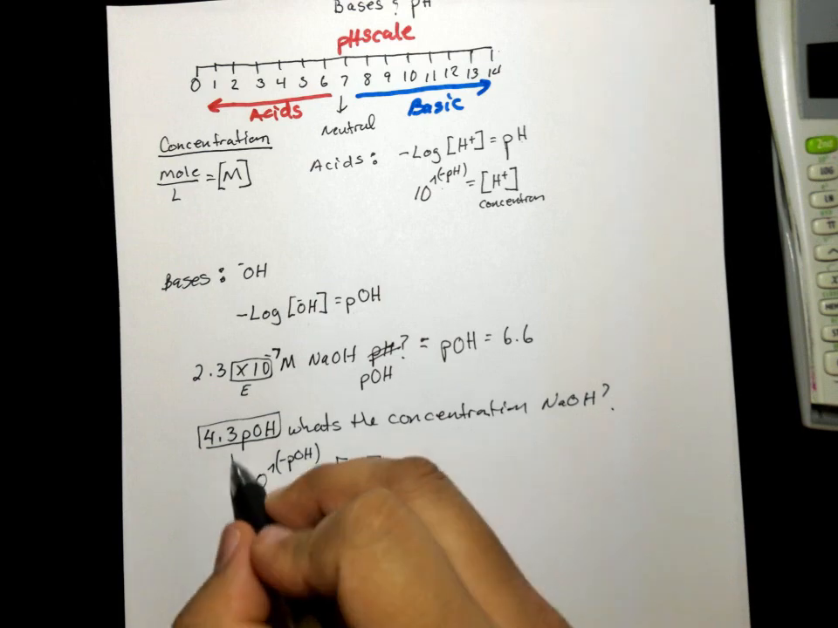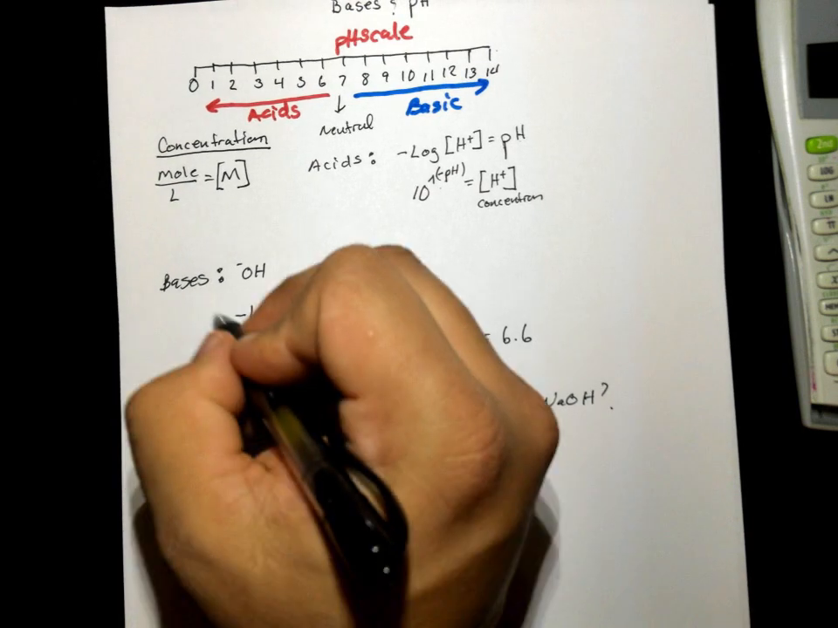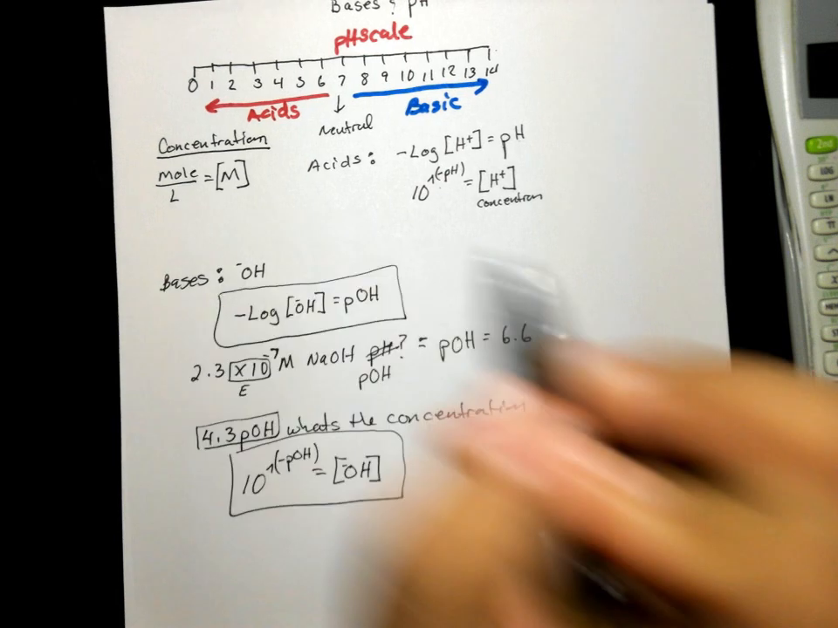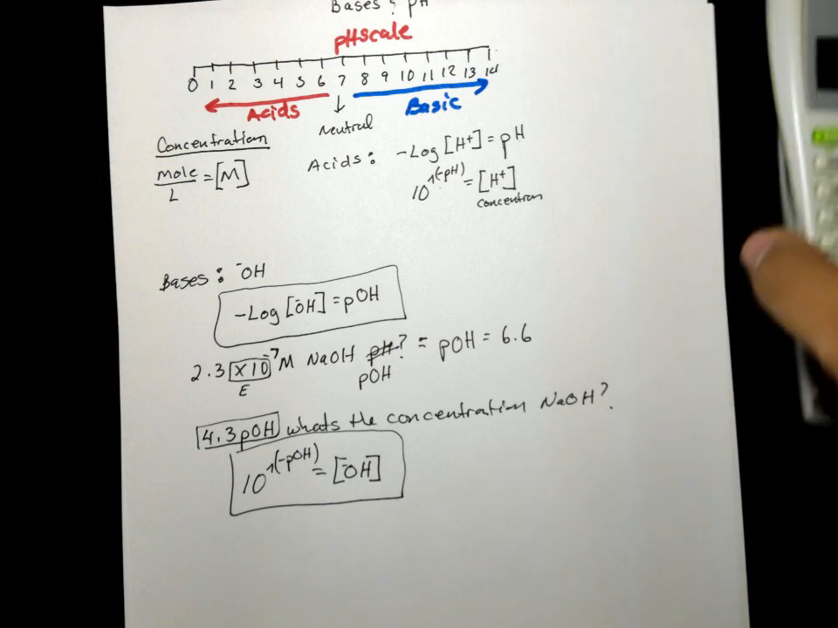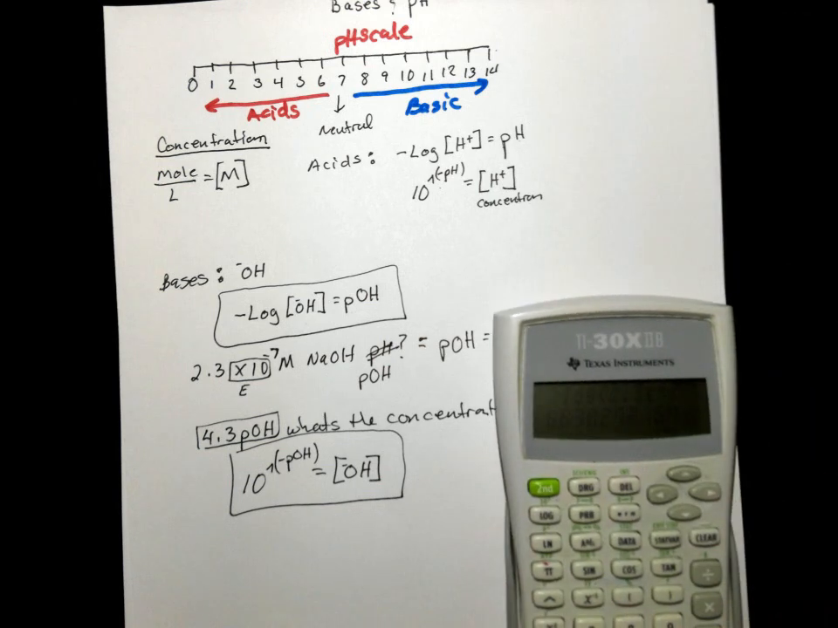So now we have both our formulas here real quick. So if you need to pause the video, take notes. Remember, we're only dealing with bases today. So if I want to reverse the process and they give me the pOH, then from the pOH I can get the concentration of the base. So let's go ahead and do this concentration real fast.